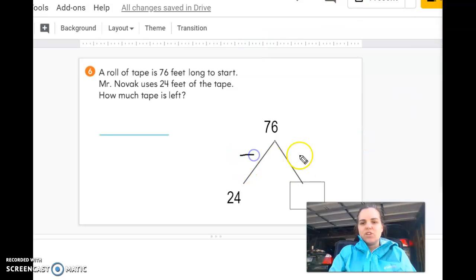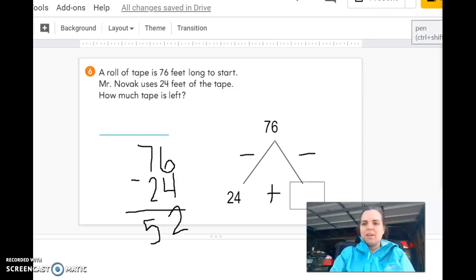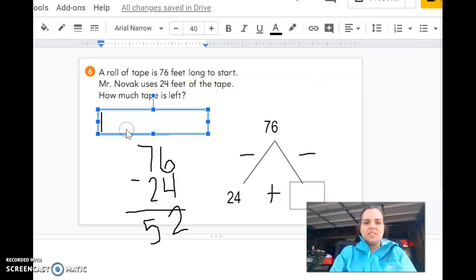All right, so we can do 2 ways. We can either do 24 plus what equals 76, or 76 minus 24 equals our unknown. I'm going to subtract, but we should get the same answer no matter which way we did it. So 76 minus 24. I'm going to start with my ones. 6 minus 4 is 2. 7 minus 2 is 5. And I get 52. What's my label? Feet. Good job. 52 feet left.